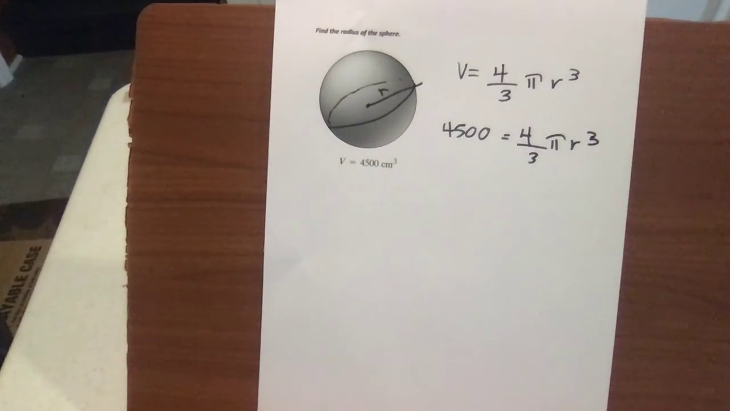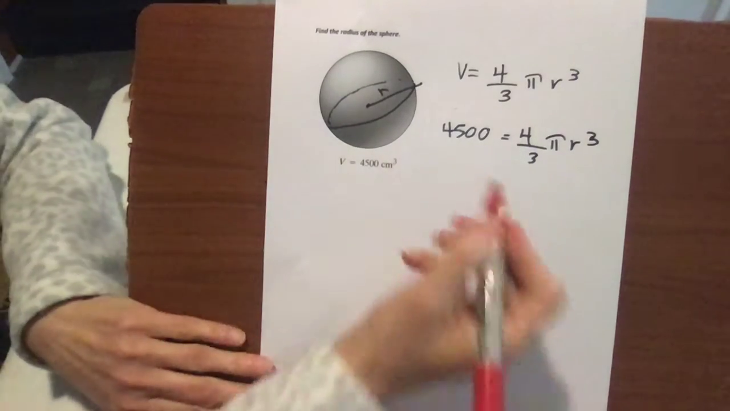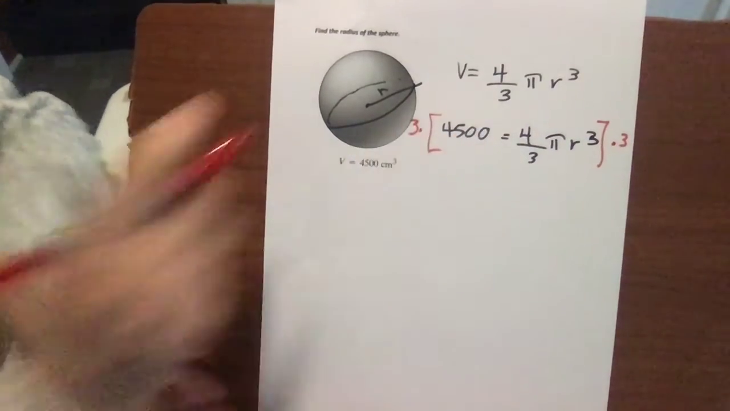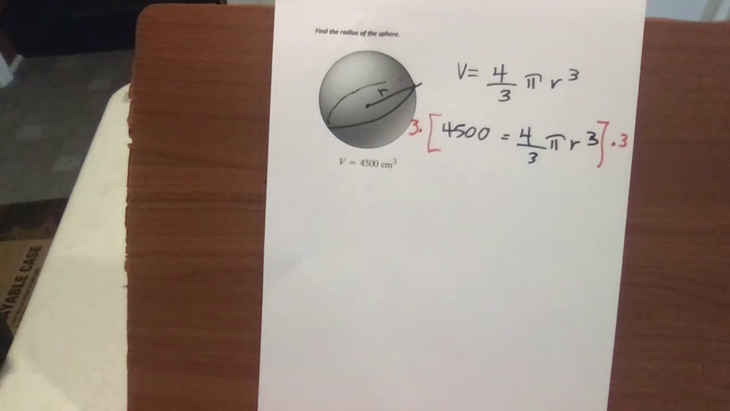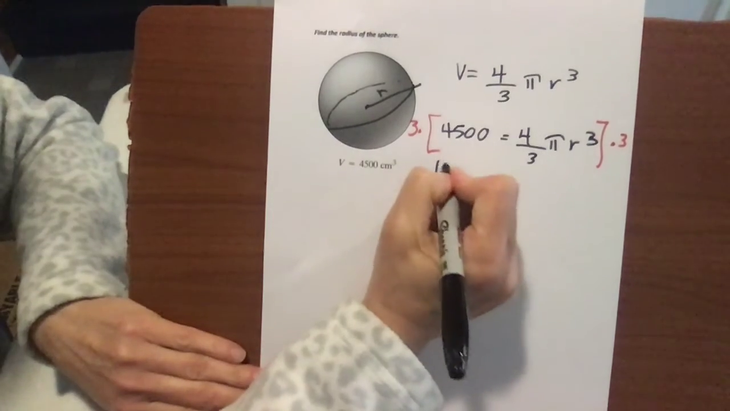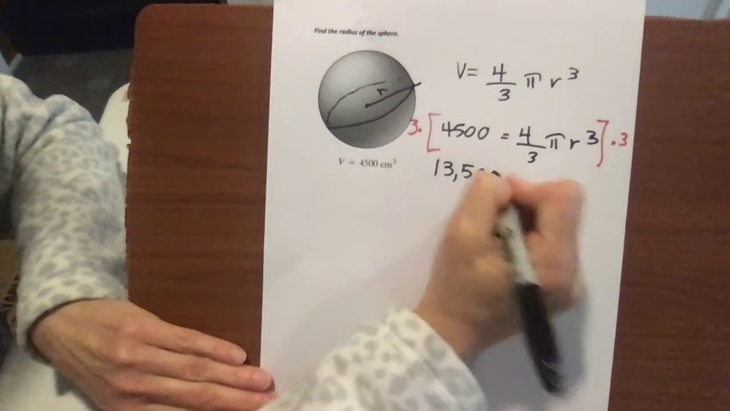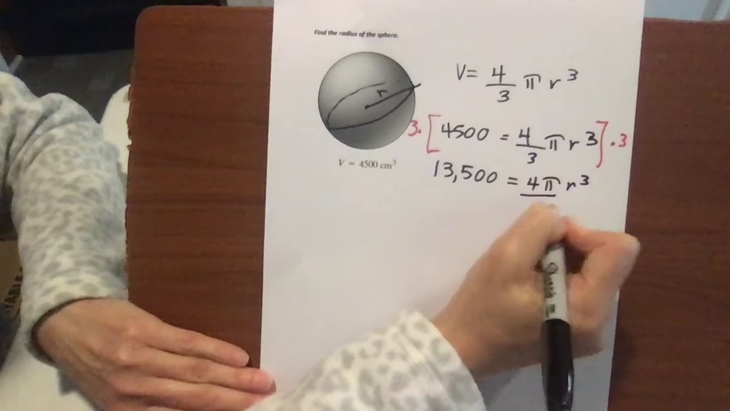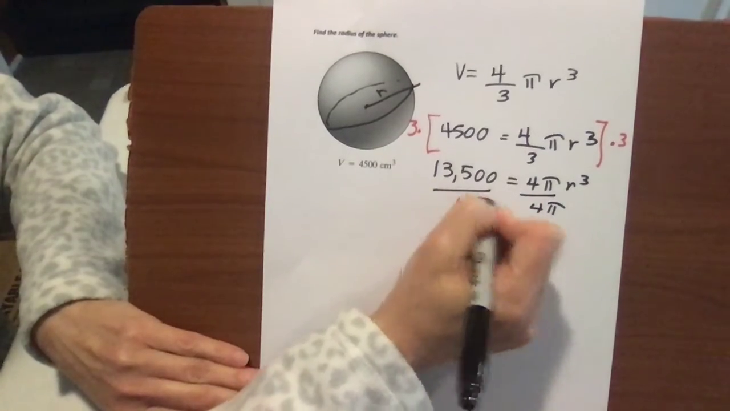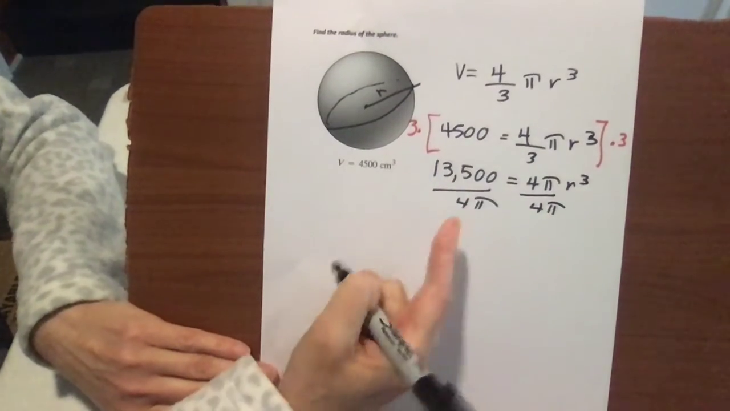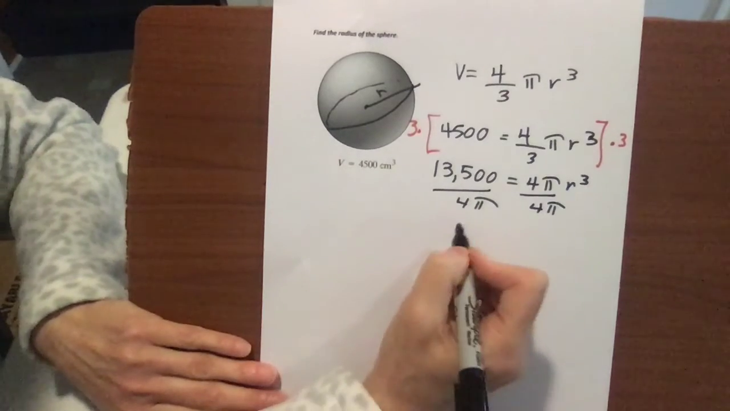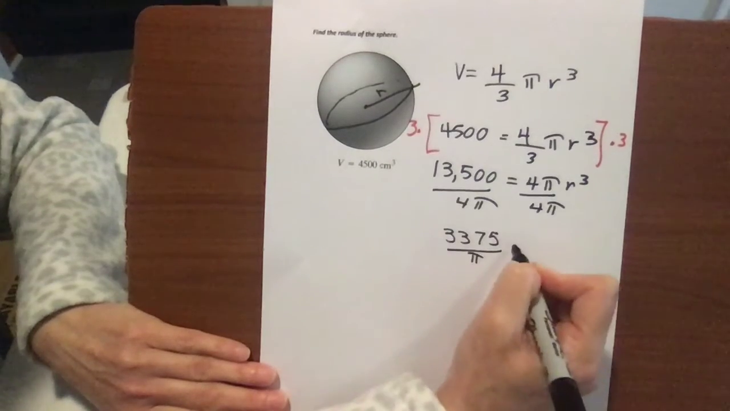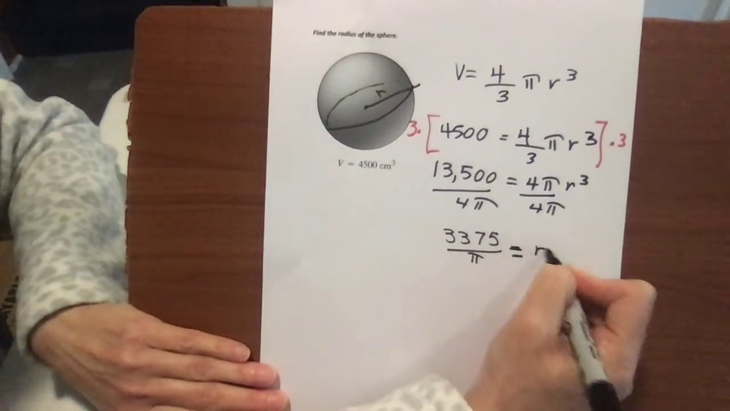In situations like this, if I have to show work and it has to be exact, I'm going to multiply everything by 3. 4,500 times 3 gives me 13,500, so 13,500 equals 4 pi r cubed. Then I would divide by 4 pi on both sides. 13,500 is divisible by 4, and it comes out to 3,375, but pi is still in your denominator, and that equals r cubed.